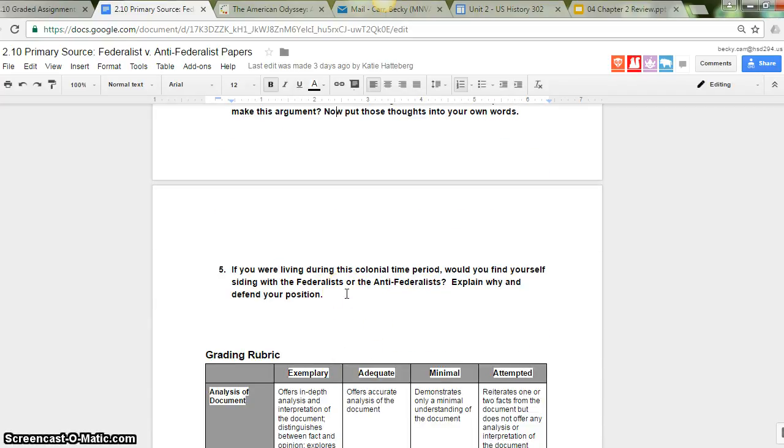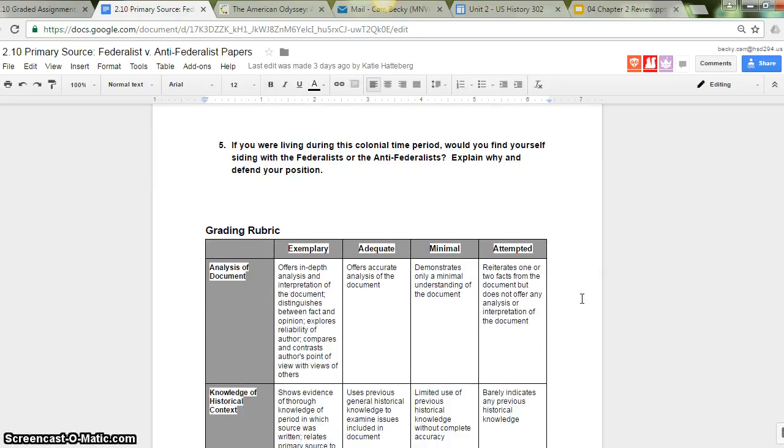And then the fifth question for this assignment is, if you were living during the colonial time period, would you find yourself siding with the Federalists or the Anti-Federalists? Explain why and defend your position. And in your explanation, you should give us, your teachers that is, key ideas of Federalist arguments or Anti-Federalist arguments. Don't just say, "Yep, I would be a Federalist because I agree with them." No, you need to support that with some of the key arguments of the Federalists or the Anti-Federalists that you agreed or disagreed with. So you just have to give that evidence for that last question. Make sure you give that evidence, otherwise no evidence, no points.